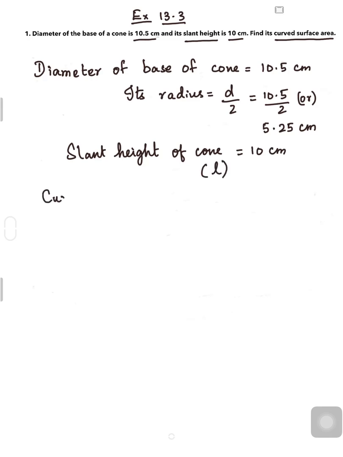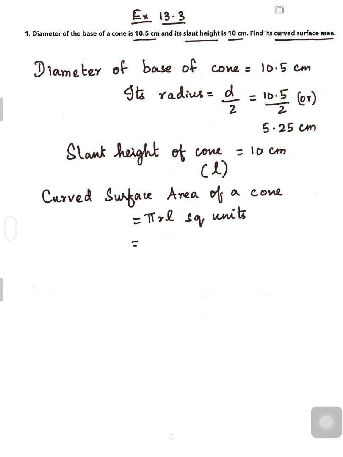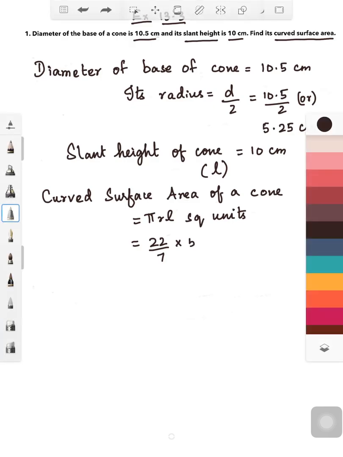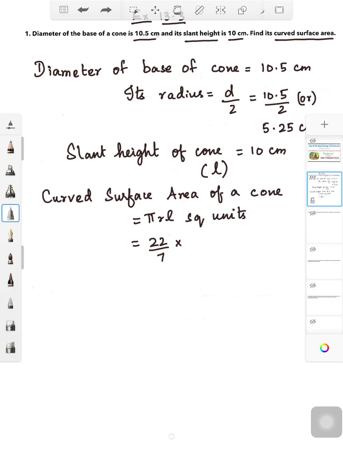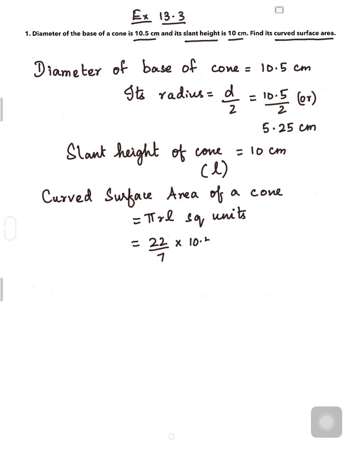What are you supposed to find? Curved surface area. What is the curved surface area of a cone? The curved surface area of a cone is given by the formula pi r L square units. So, here what is the pi value? 22 by 7. Unless they mention 3.14, you always have to use 22 by 7. So, what is the radius? 5.25, or you can even write it as 10.5 by 2 itself. It is easy to simplify.